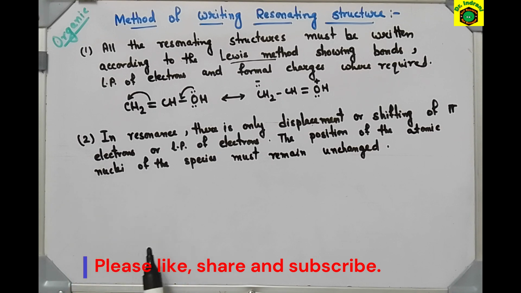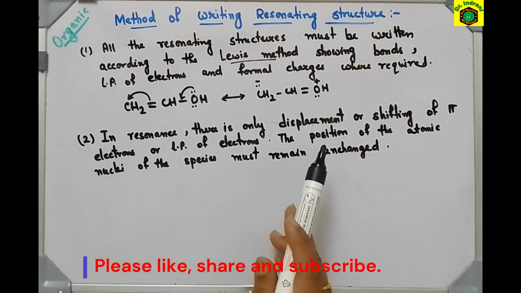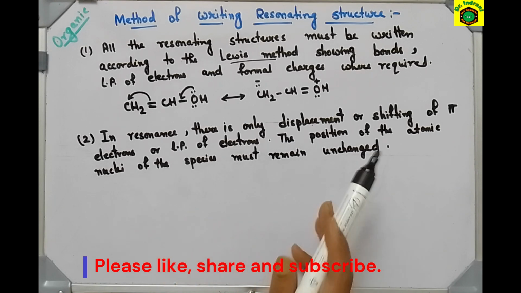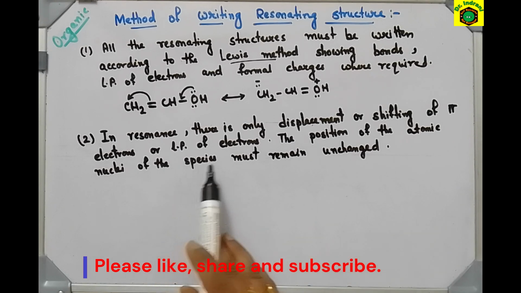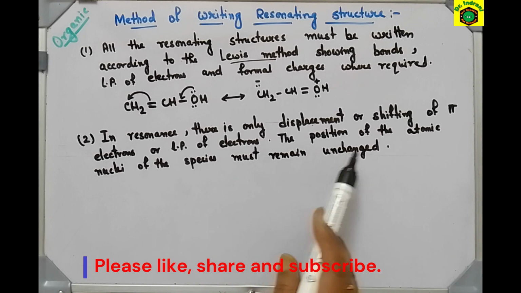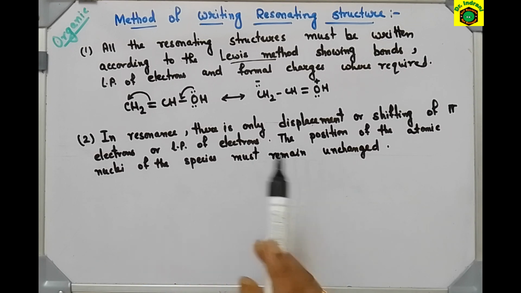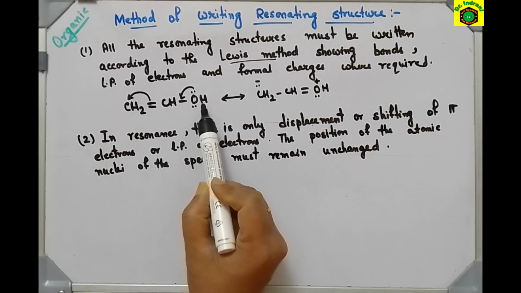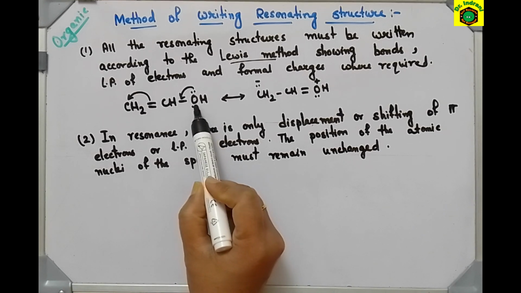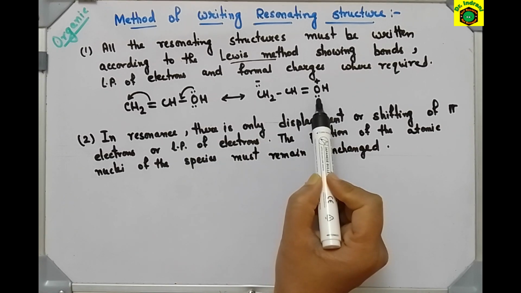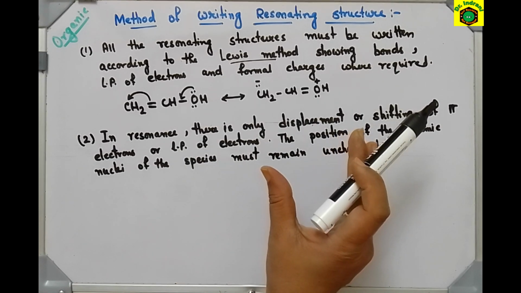So according to rule 2, in resonance there is only displacement or shifting of pi electrons or movement of lone pairs of electrons. The position of the atomic nuclei of the species must remain unchanged. Here see, with oxygen hydrogen is bonded, and with this oxygen carbon is bonded. The same thing is happening here. Position of atomic nuclei unchanged.